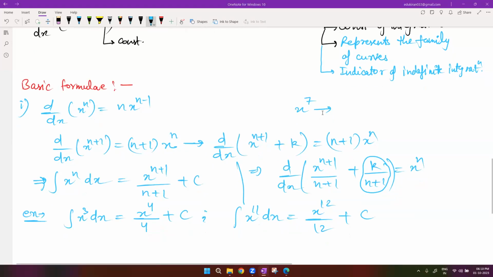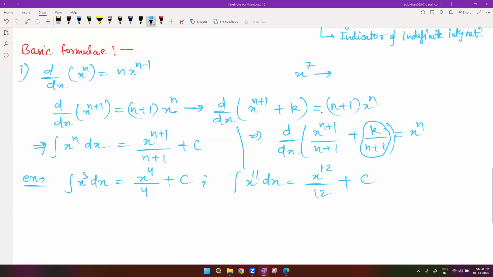Okay, let me do one more then. Root x. Root x is as important as the others. What was the differentiation of root x, by the way? Anyone, first tell me this. What was the differentiation of root x? 1 by 2 root x.